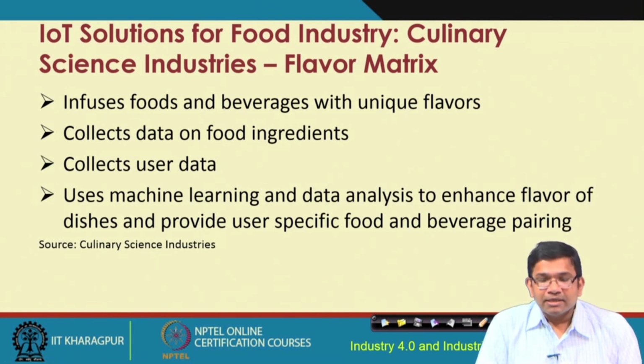Culinary Science Industries has the Flavor Matrix, which basically infuses foods and beverages with unique flavors. They collect data on the food ingredients, collect user data and use different implementations of machine learning and data analytics to enhance the flavor of dishes and provide user specific food and beverage pairing.